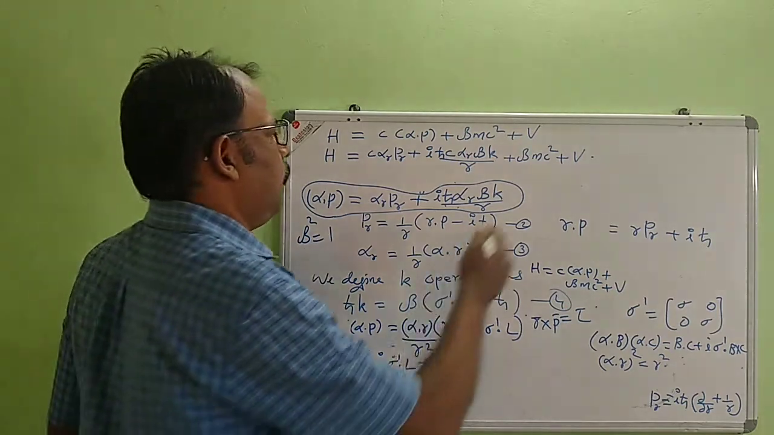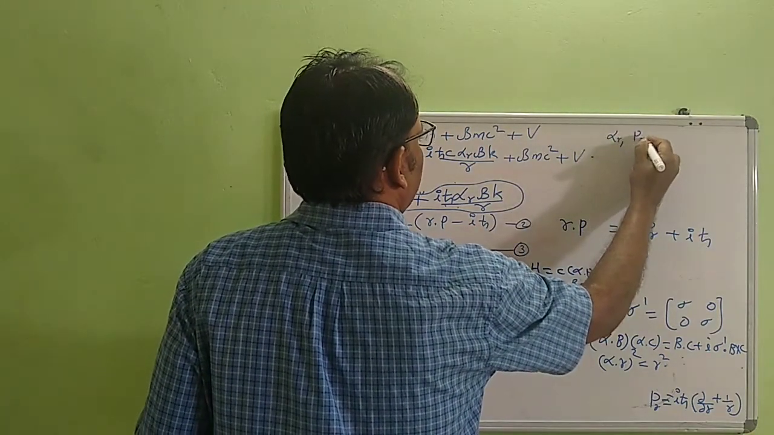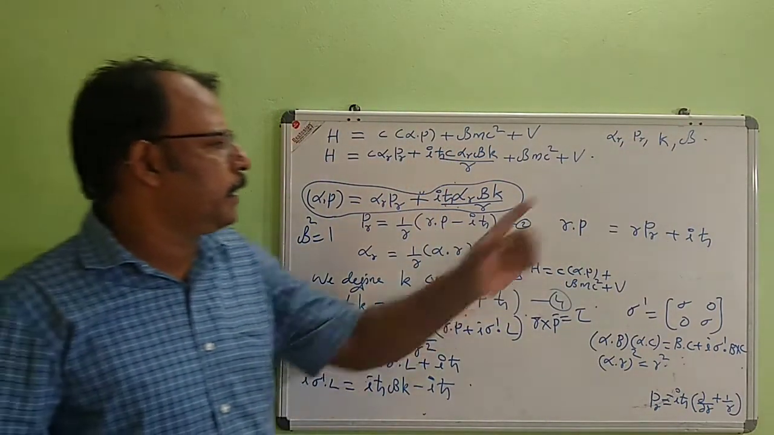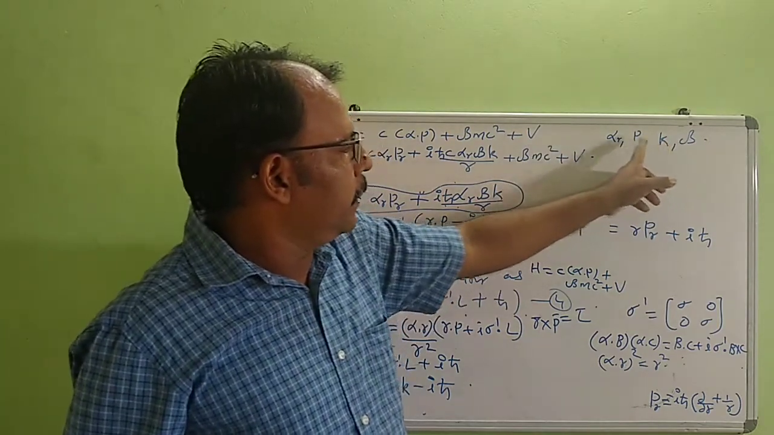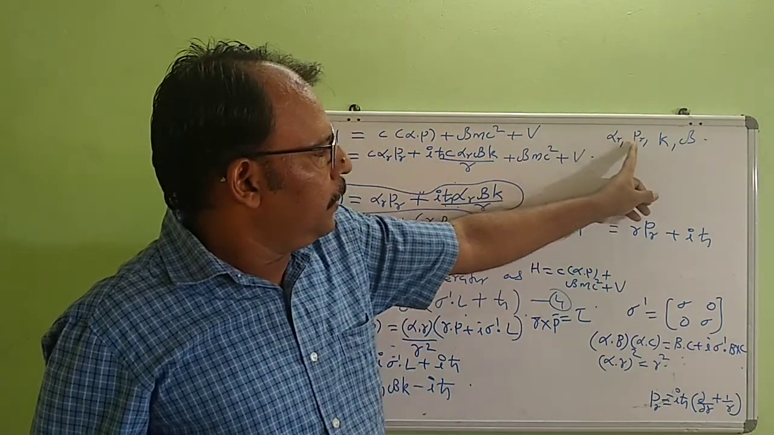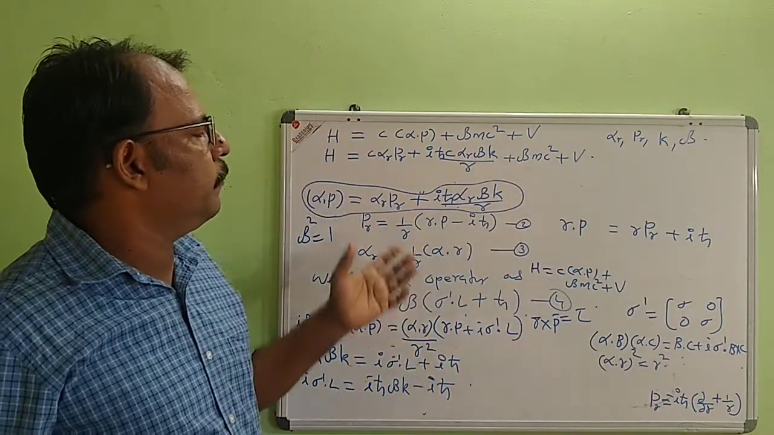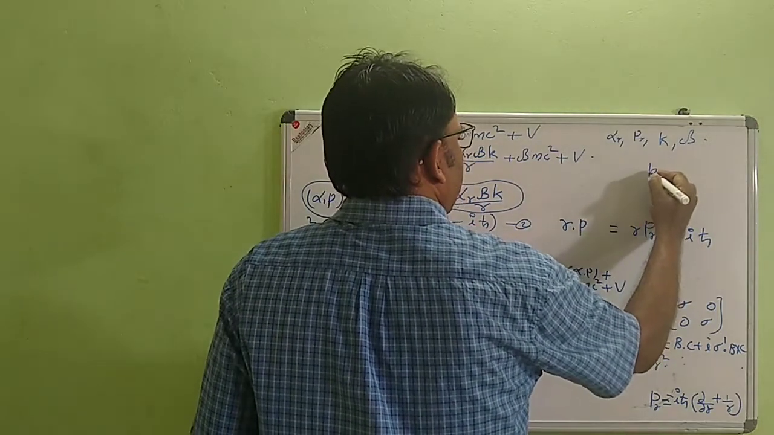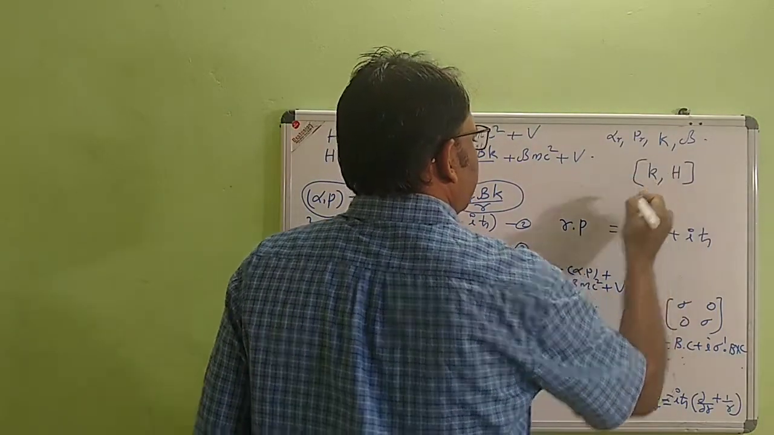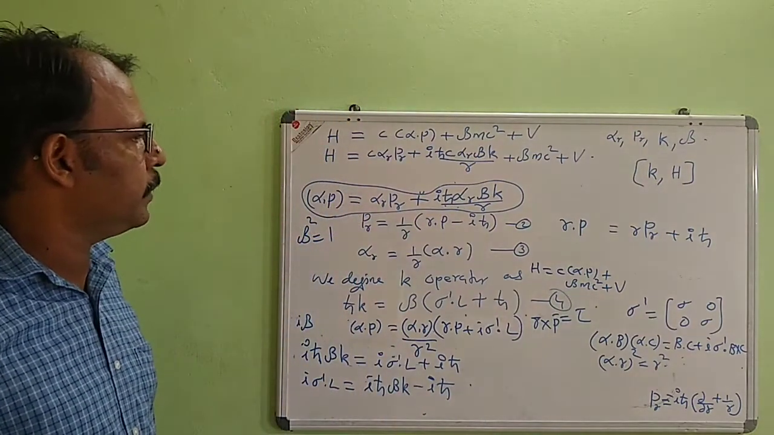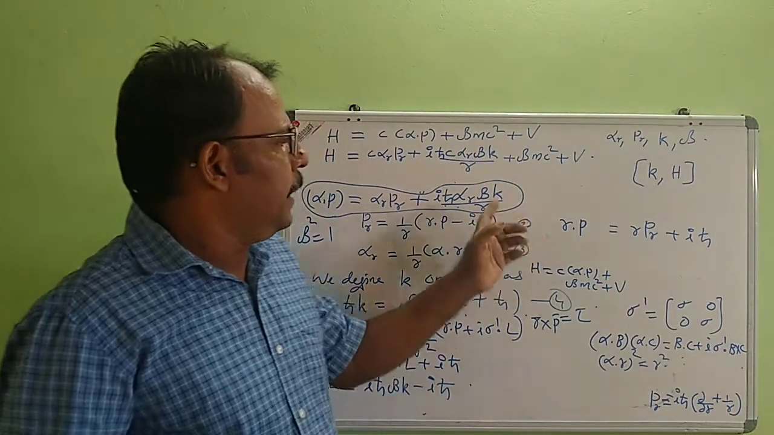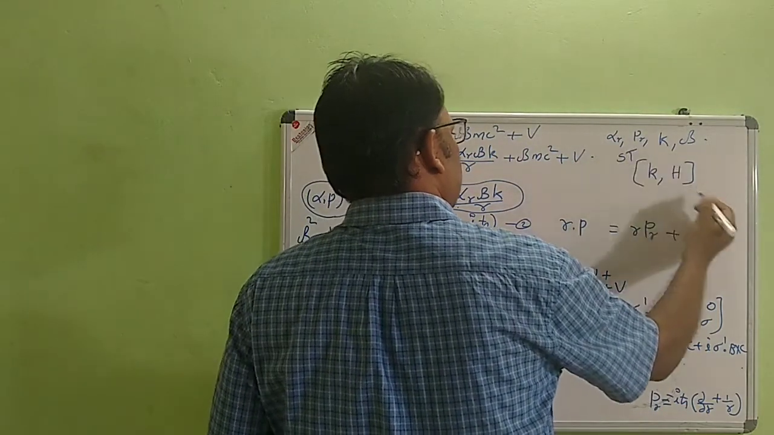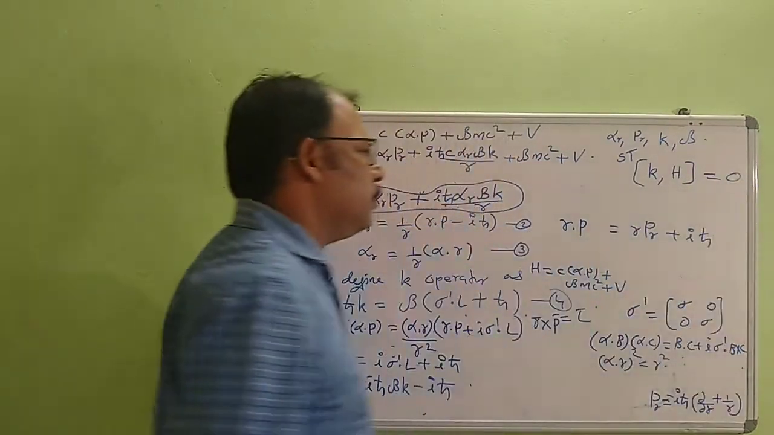Here we have the operators alpha R, PR, K and beta. We introduced a new operator K and we showed that K commutes with alpha R, PR and beta. Since K commutes with all these operators, we can show that the operator K commutes with the Hamiltonian. That also you do as an assignment. Show that the commutator of K and H is equal to 0.